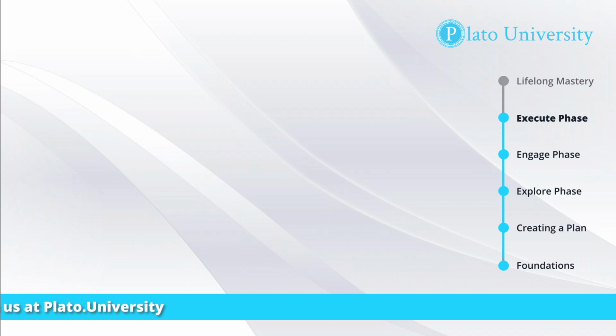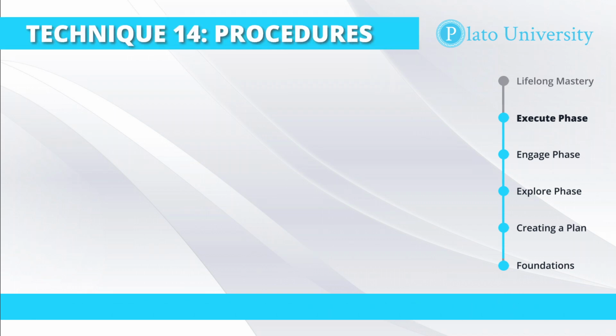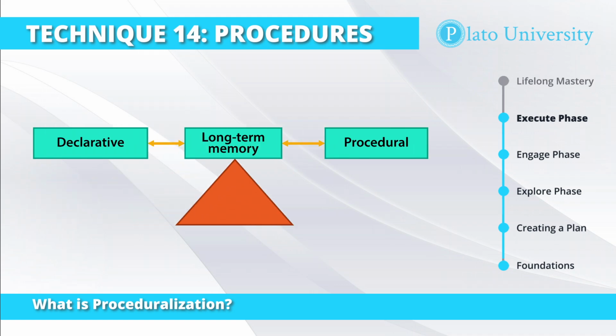All right, welcome to our first technique in the execution phase, where we're really going to master the things that we're learning. And this is going to be technique number 14 in our toolbox of different techniques to become a better learner. And the technique today is proceduralization. Now, as mentioned before, the process of becoming an expert of a domain or a master requires converting a lot of declarative knowledge into automatic, unconscious procedural knowledge.